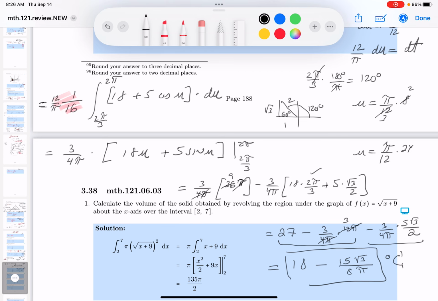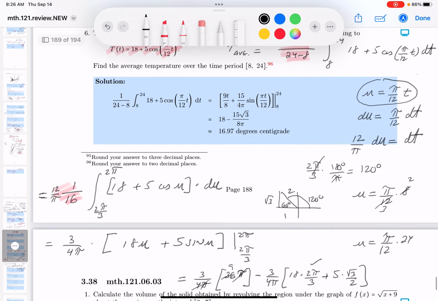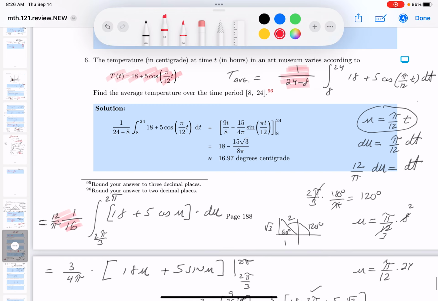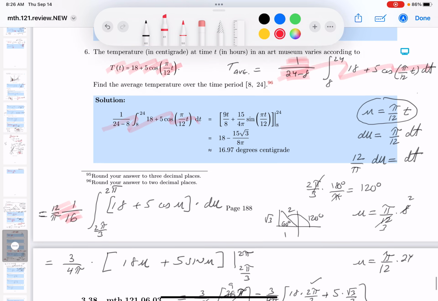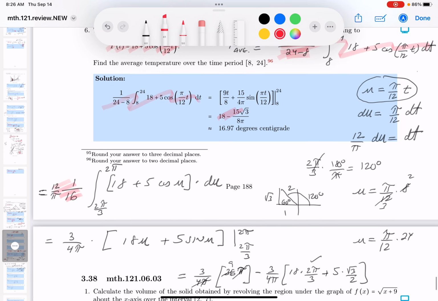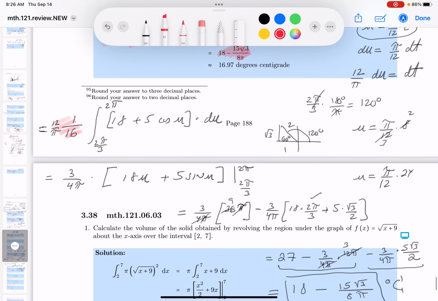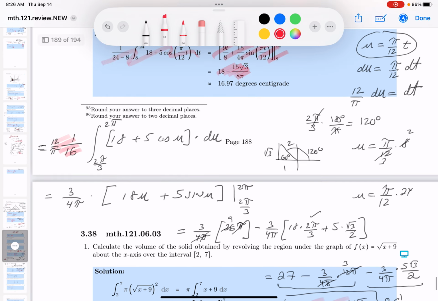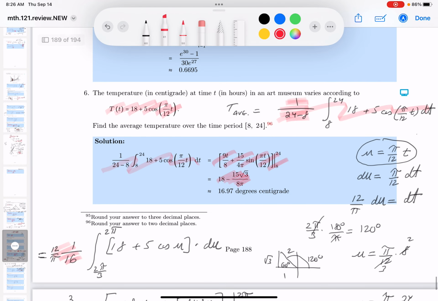Certainly, we're trying to encourage you to make sure you've got this stuff written down. I'm looking at it, and I'm wondering, did I get the right answer? There are some details over here you may want to look at. The bottom line is I see the 18, and I see the 15 root 3 over 8 pi. What else did they do? They approximated it. How did they do that? They used the calculator. Thank you.